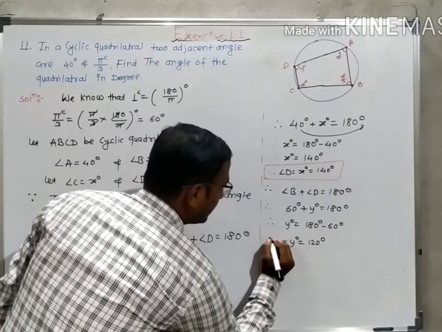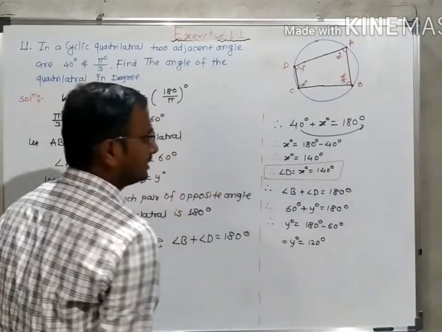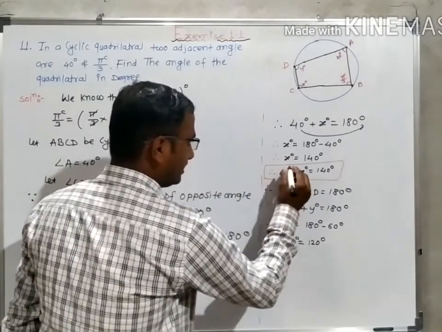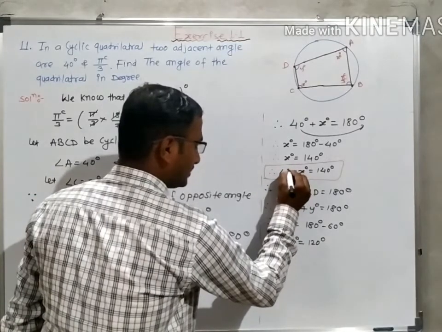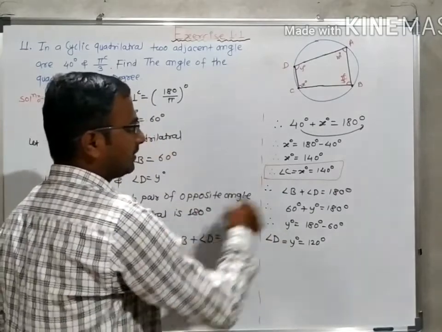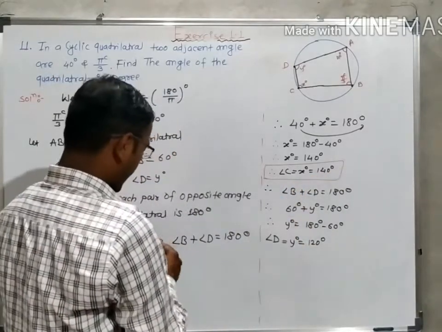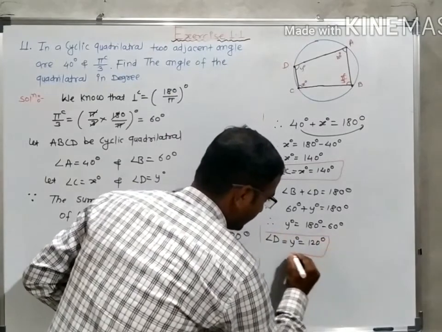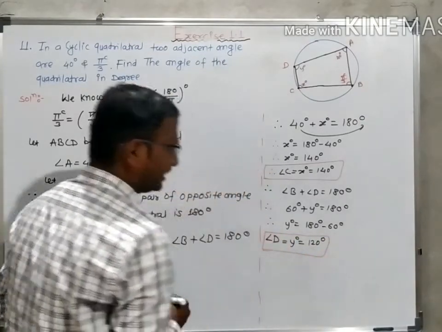So this is angle C and this is angle D. So angle C is 140 degree and angle D is 120 degree.